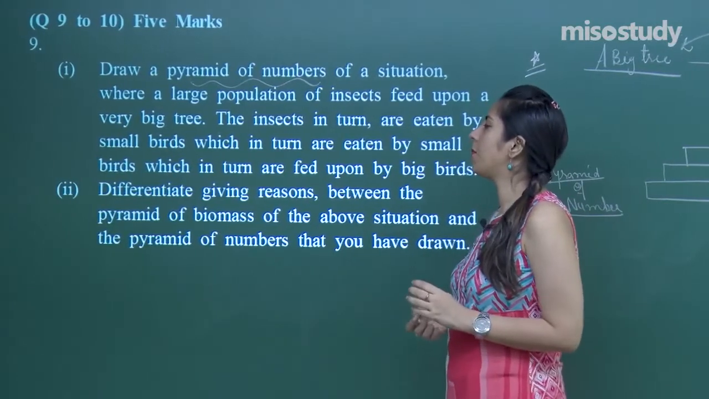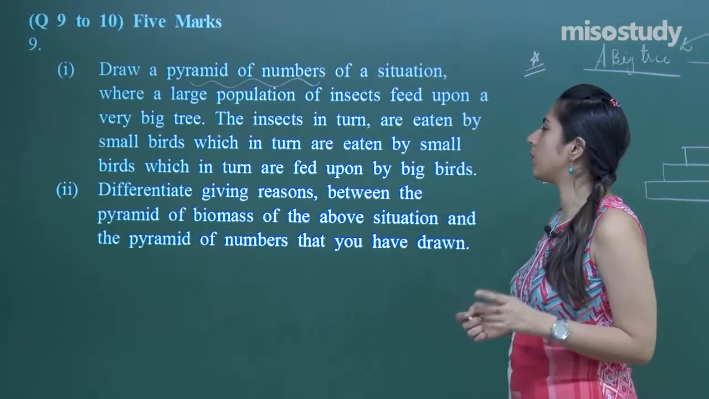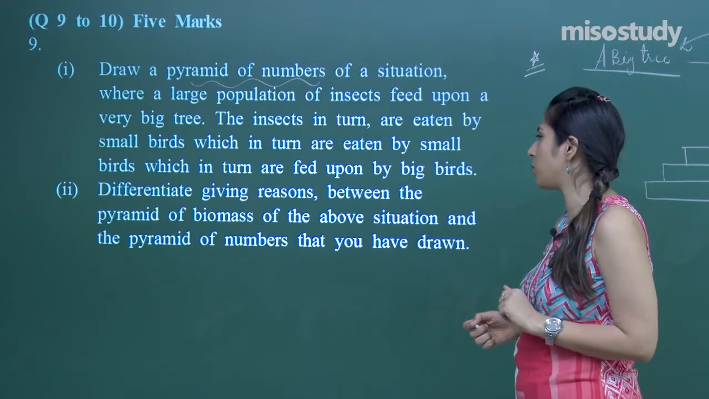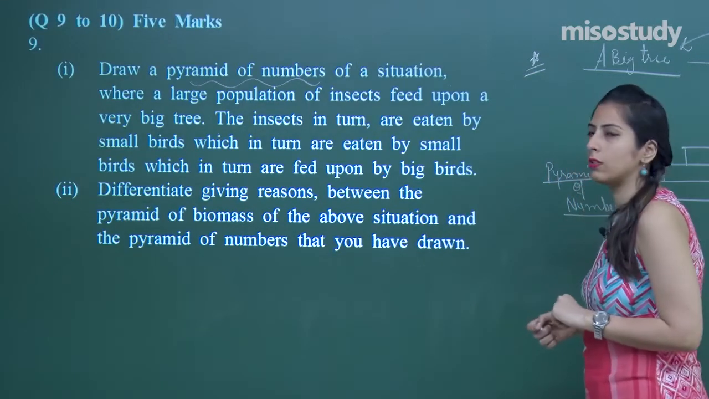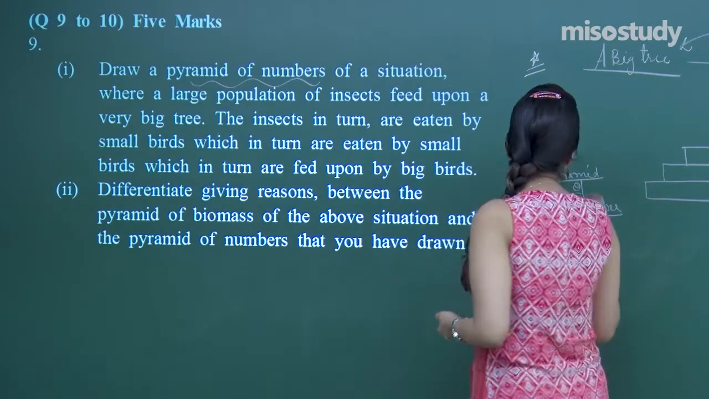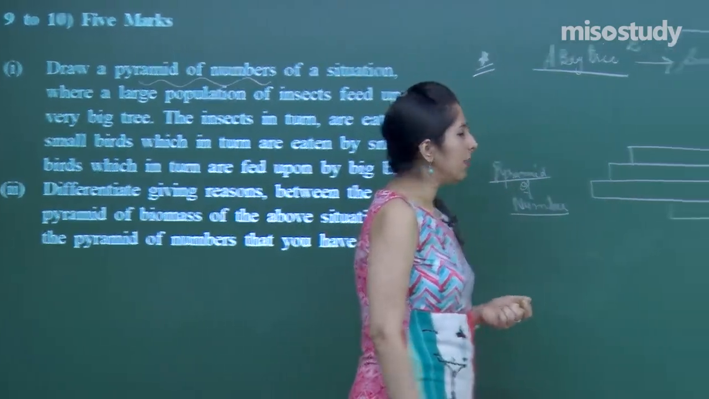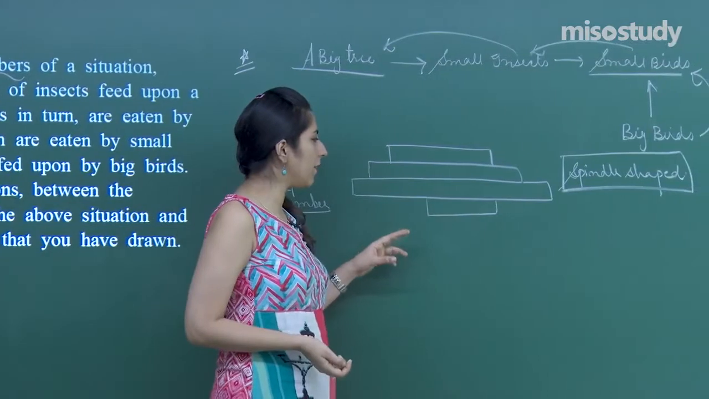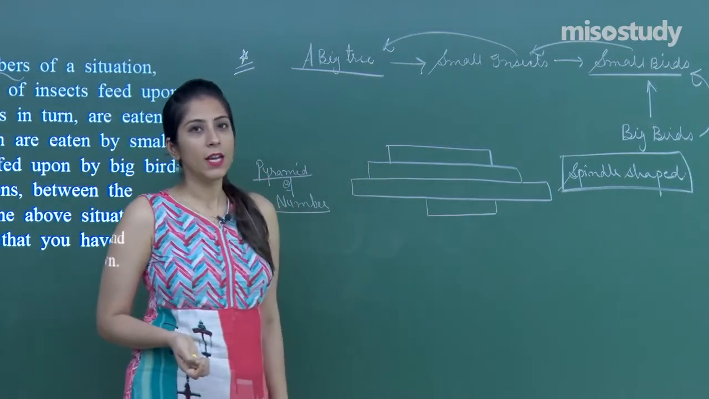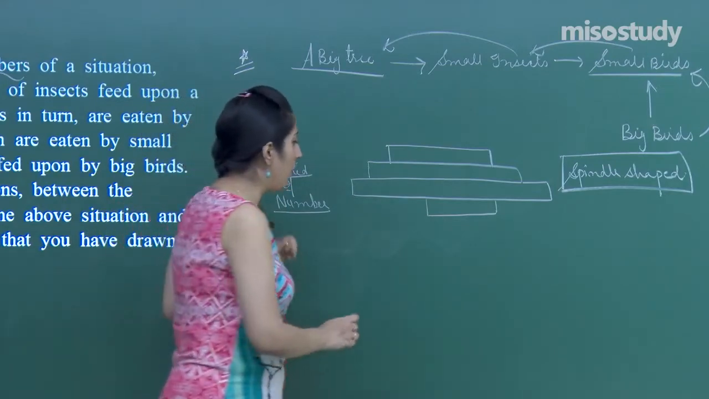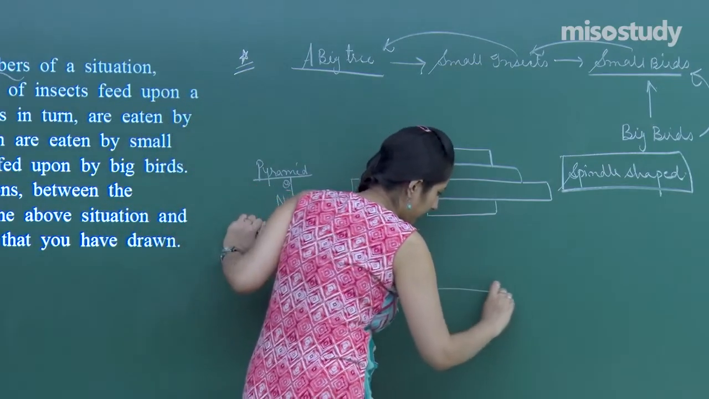Let's move on to the second part. Differentiate, giving reasons, between a pyramid of biomass of the above situation and the pyramid of number that you have drawn. Now they are asking about biomass. Again come to this side. Tell me one thing, who will have more biomass? A tree or insects? Definitely the tree will have more biomass.